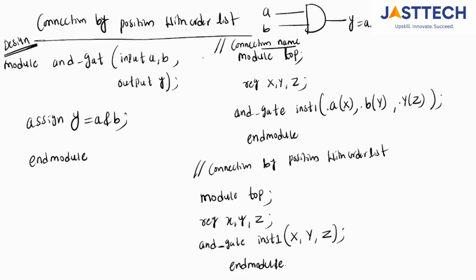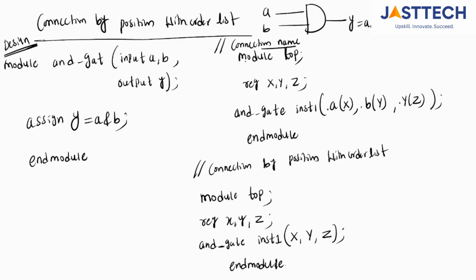Input A, B. Normally, for verification purposes, we need to write the test bench. For the test bench, you need to declare the internal variables, and after that you need to instantiate this design. That instantiation can be of two types: instantiation by name, and instantiation by position. When I tell you the test bench, it will be more clear.